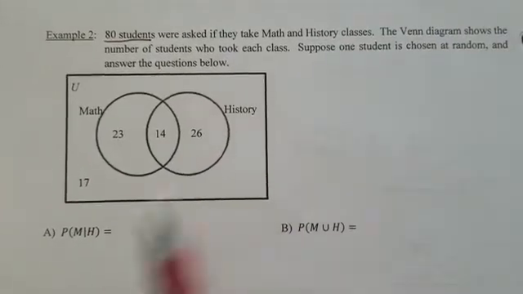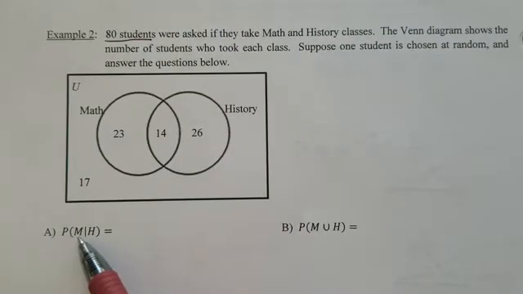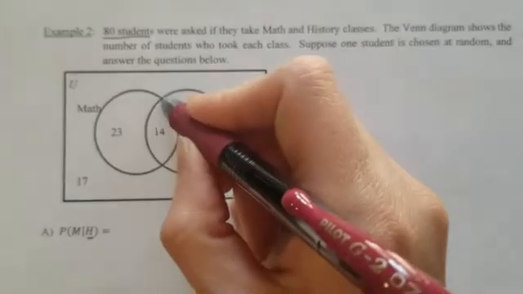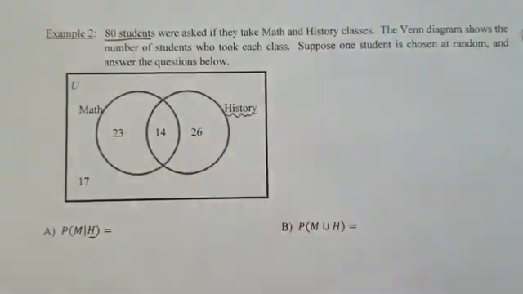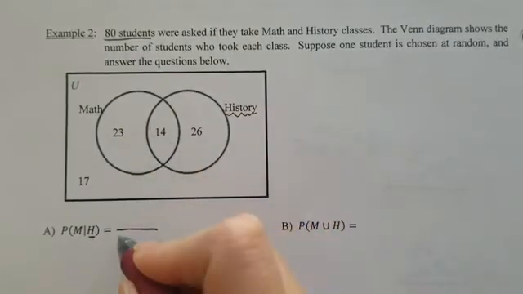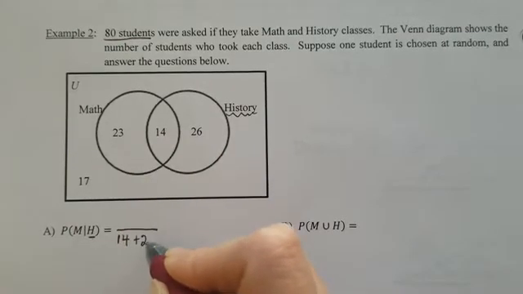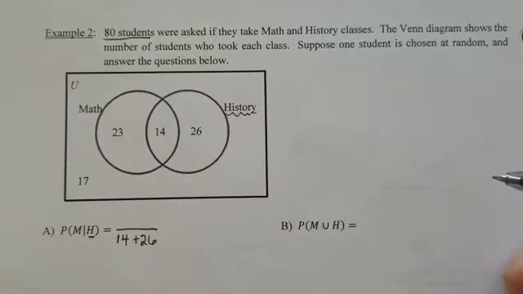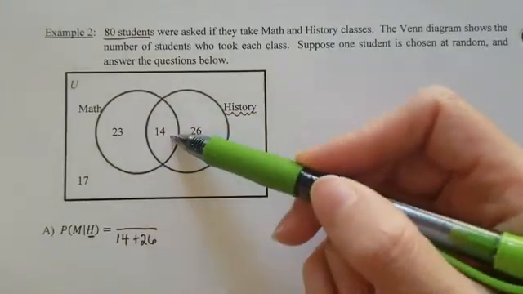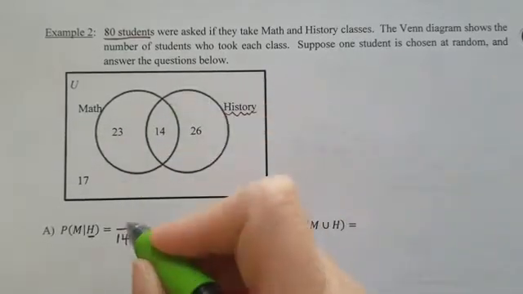So in example A, it asks us to determine the probability of a student who is in math given that they're taking history. So since this is my condition, we're going to look only at this history circle. So in the history circle, I want every student who's enrolled. So this would be the 14 and also the 26. I want that whole total. Now you don't have to write that as an addition problem. You could do the math in your head, but I just want to make sure we're clear where it's coming from. The numerator is going to be the shared piece.